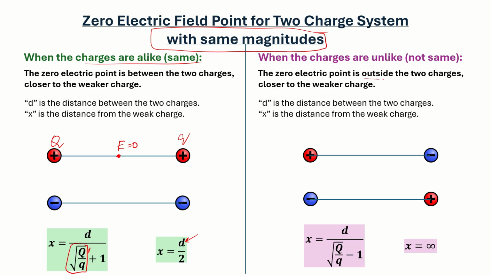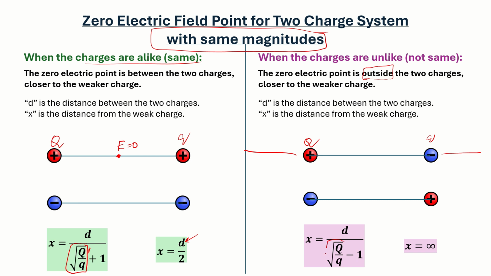As per the statement, it is outside the two charges, closer to the weaker one. So here there is no weaker at all, so both are having the same charges. Okay. So outside means maybe this side or this side.